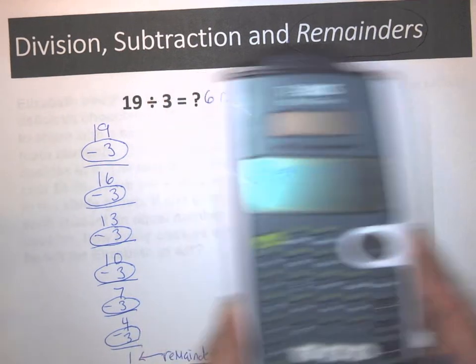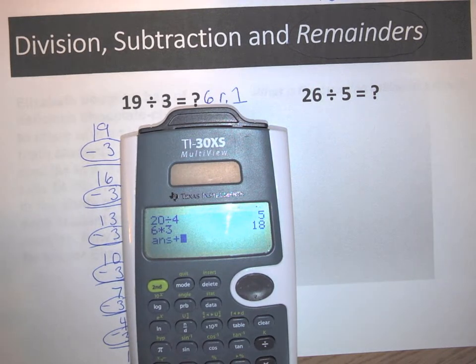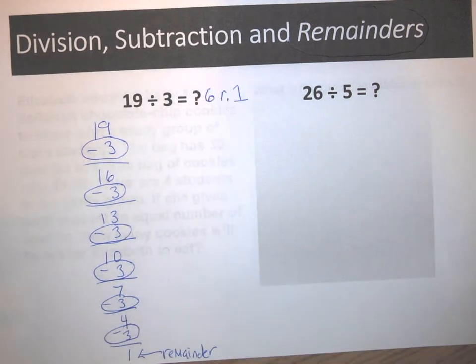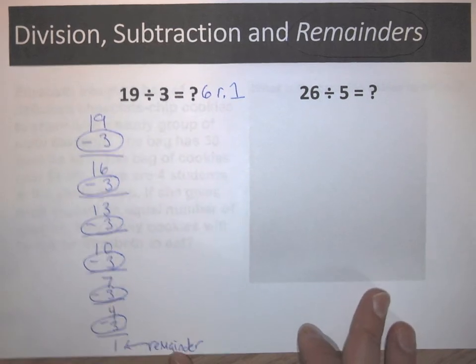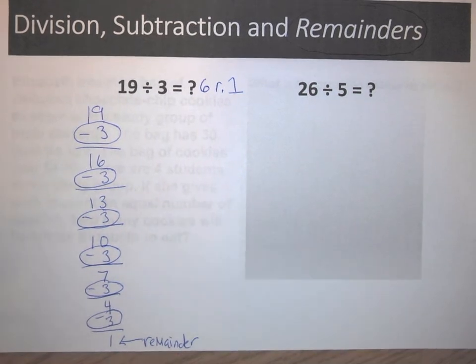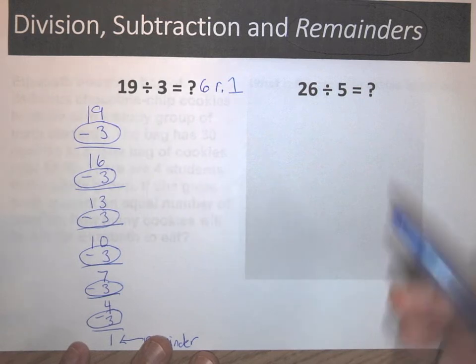6 times 3 is 18, but I still have to account for this remainder of 1. I had that 1 left over, so I need to add it back in, and I do get the 19. So I can still use the inverse relationship to check this. And this is something very common when you're dealing with mixed numbers and fractions. All right, go ahead, feel free to pause it, and then let's check this one together.